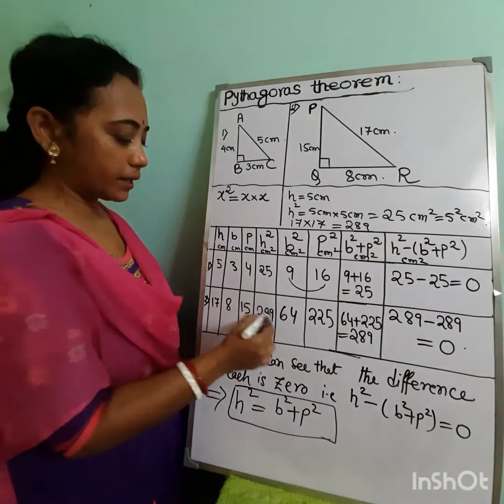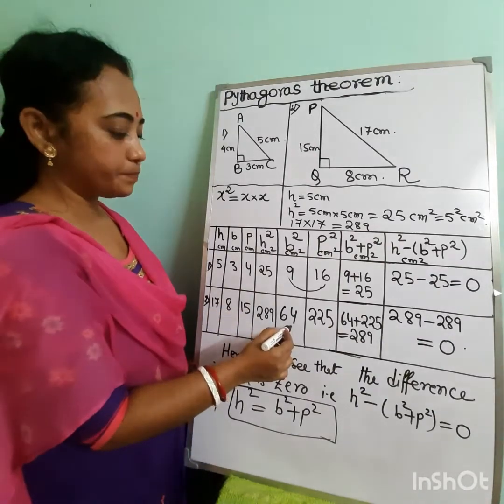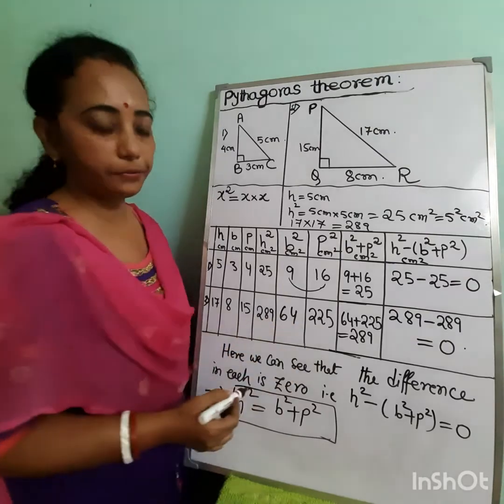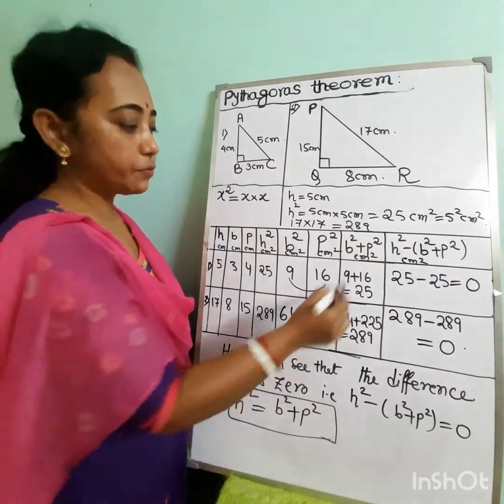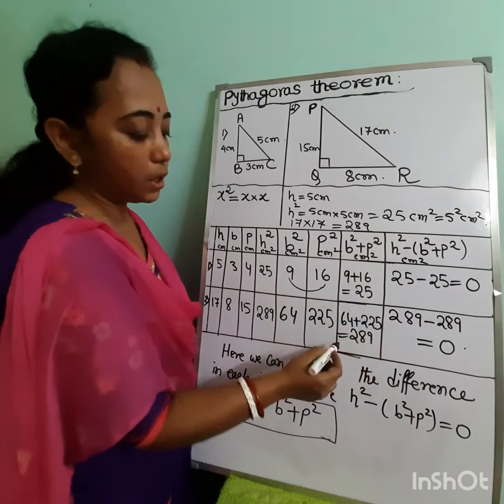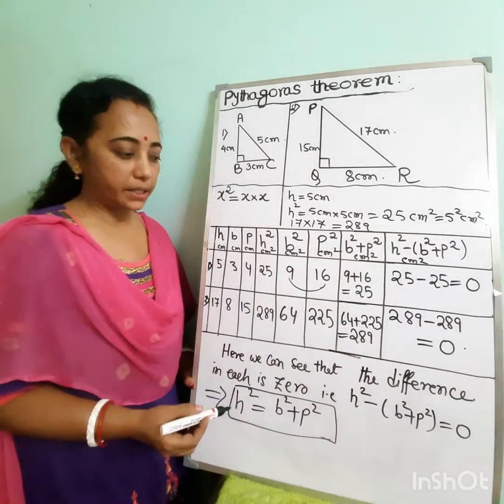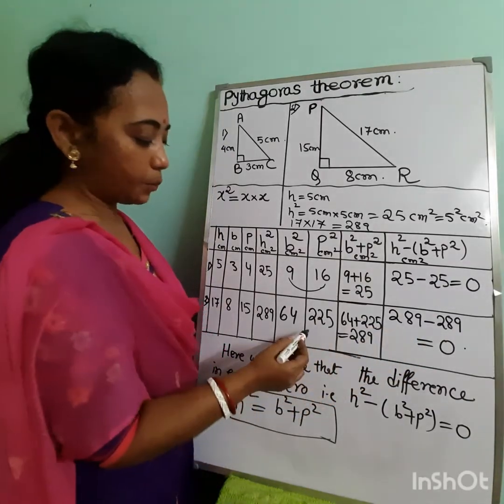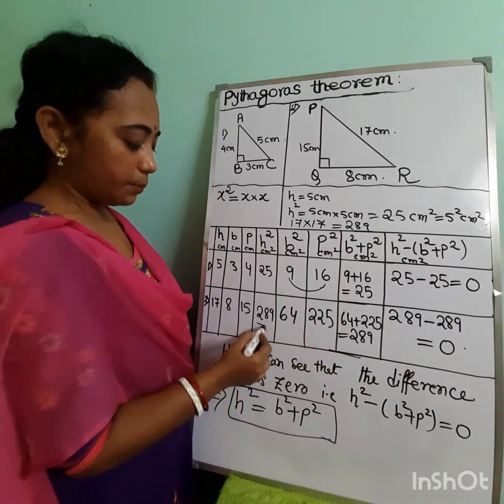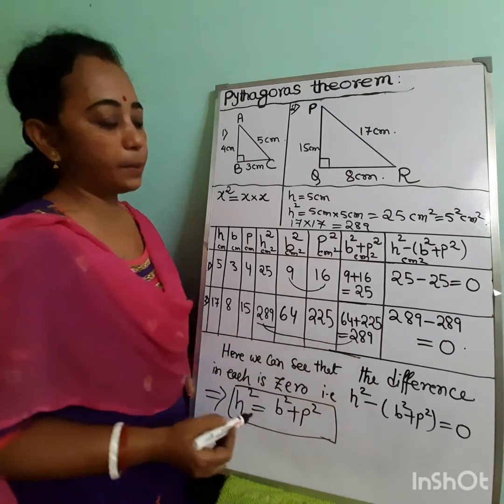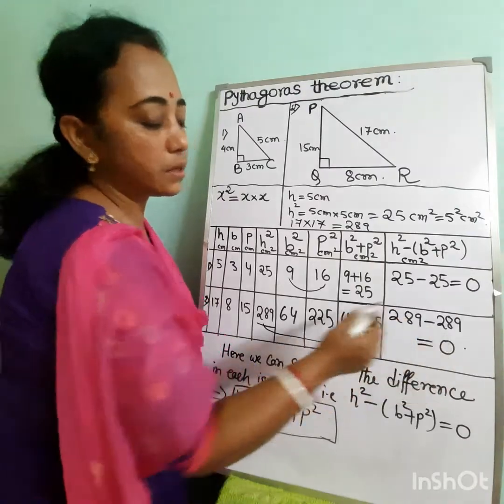Then base square is 64, and perpendicular square, that means 15 square, that is here 225. After that, we will find base square plus perpendicular square, that is 64 plus 225, which sum is coming here 289. Then we will find the difference between the hypotenuse square and the sum of perpendicular square and base square. So, their difference is coming here 0.